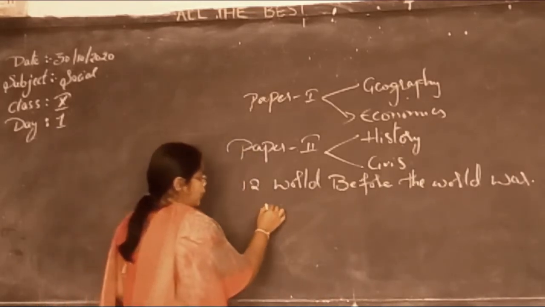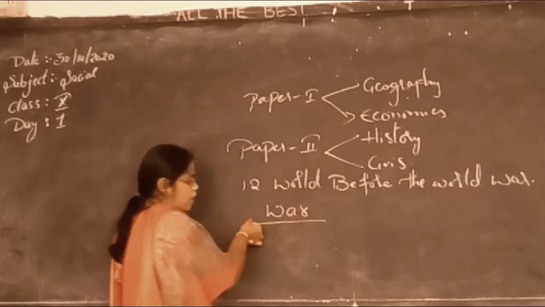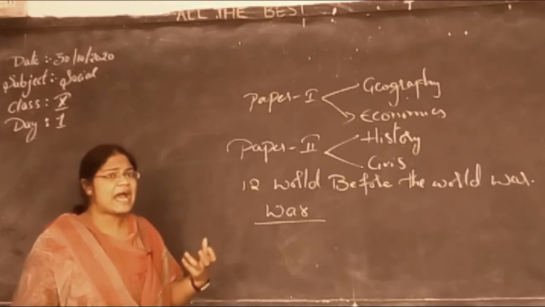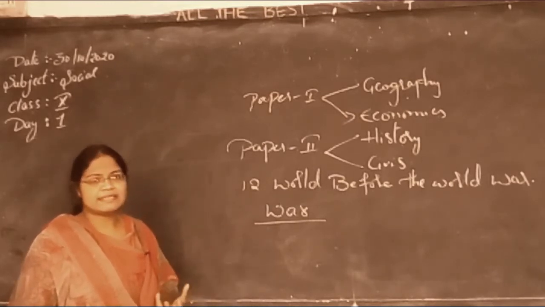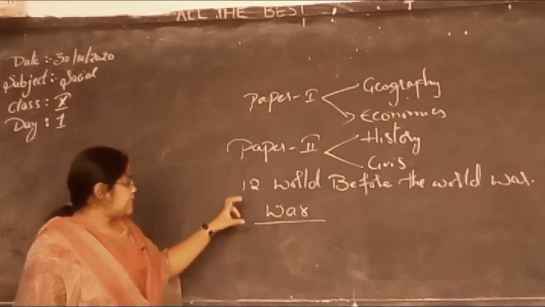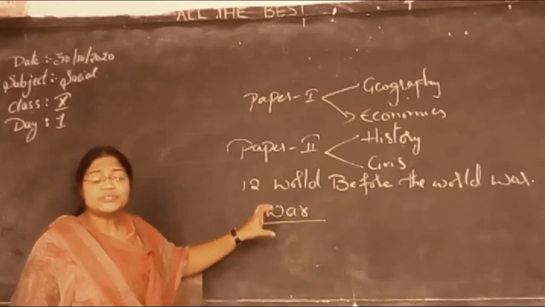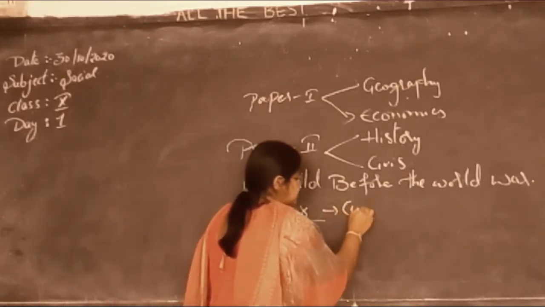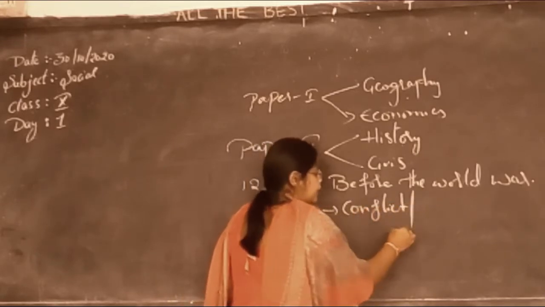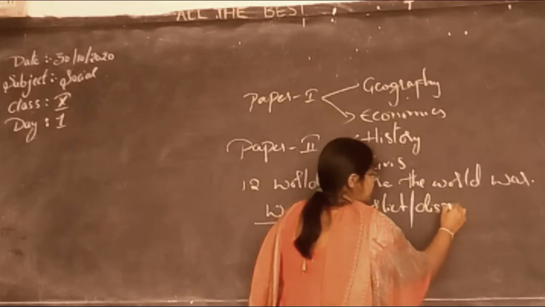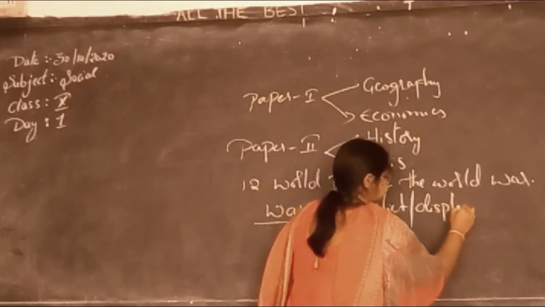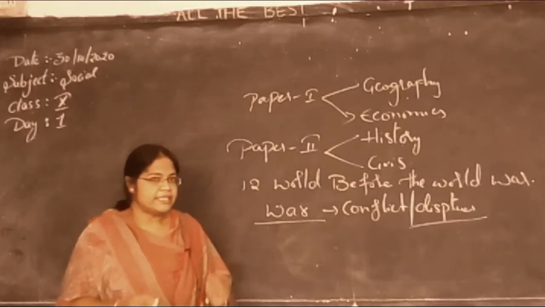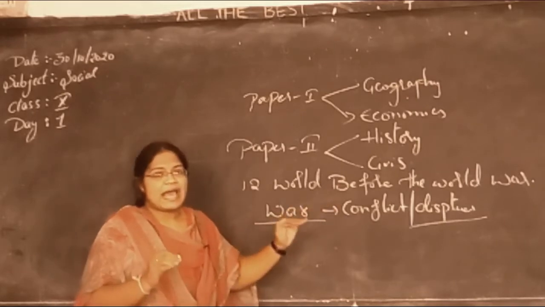Now, before knowing about the concept, I want you to think: what is a war? Why does war happen? What is the reason behind the happening of war? What is it that gives rise to war? See, generally war is caused due to conflict or due to disputes. Conflict or disputes. So when there is a conflict or dispute, at that time the war will happen.